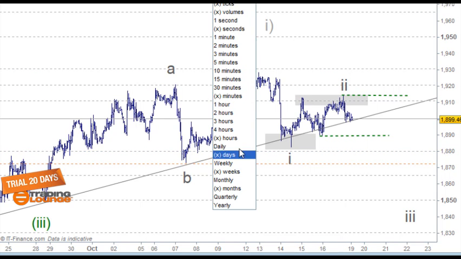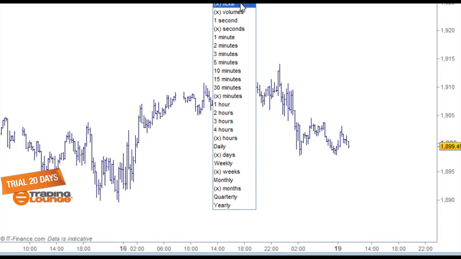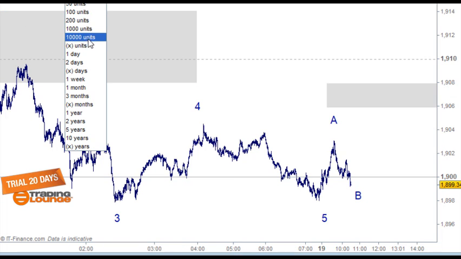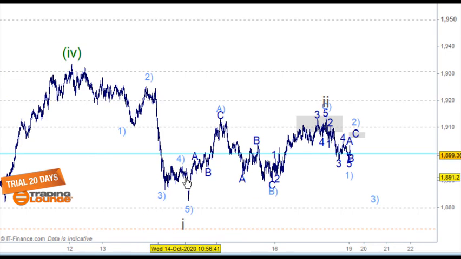So let's just go in and have a look at this. I don't know if I got it on the tick chart or 15-minute chart. This is a 15-minute chart, so I don't have it there, so it'll be on the tick chart. So we're just going to grab a bit more data and check it out.